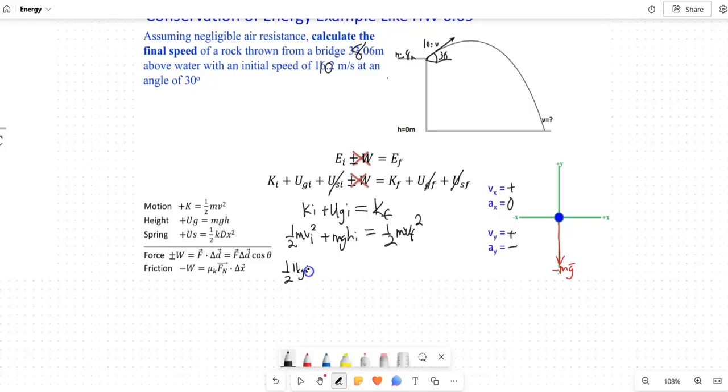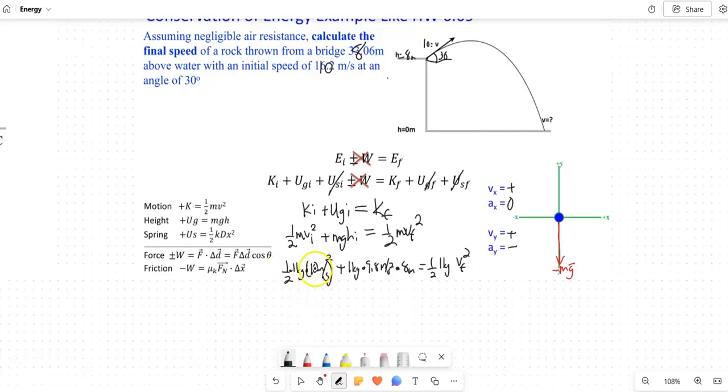So it's 1 kilogram times, the angle doesn't matter. It just asks for what's the initial speed squared, which is going to be 10 meters per second squared. The initial velocity is just 10 meters per second. It's not 10 sine of 30 degrees, not 10 cosine of 30 degrees. It's just 10. And that's plus 1 kilogram times 9.8 meters per second squared times the height, which we said is going to be 8 meters. And that's going to be equal to 1/2 times 1 kilogram times the final velocity squared.